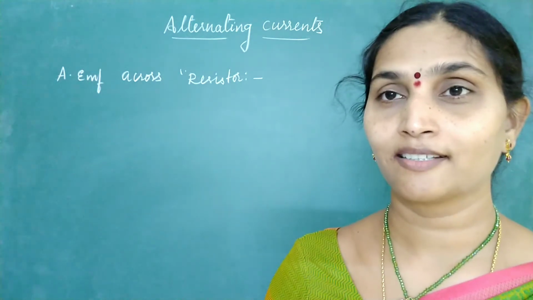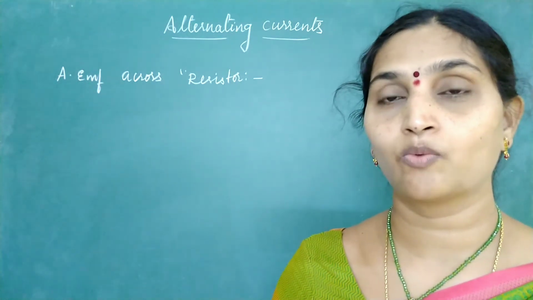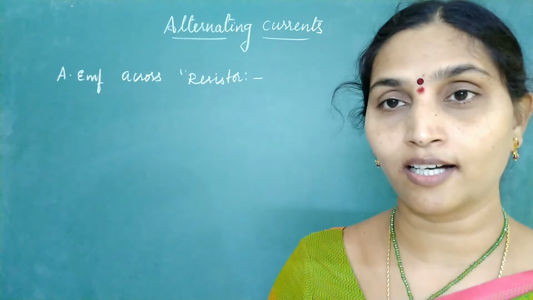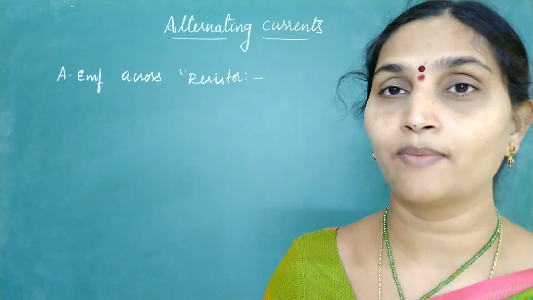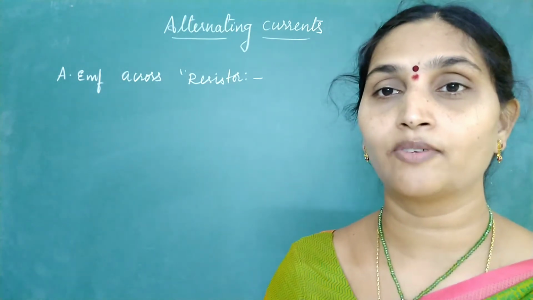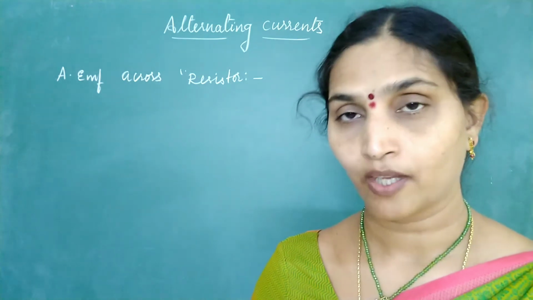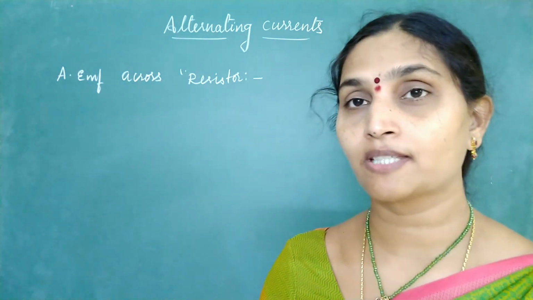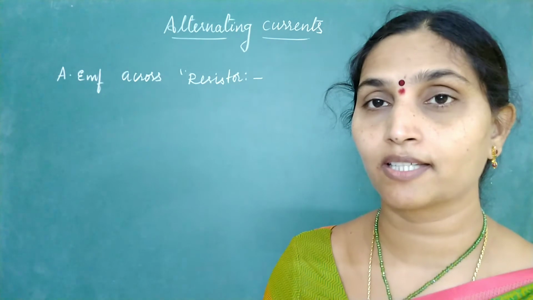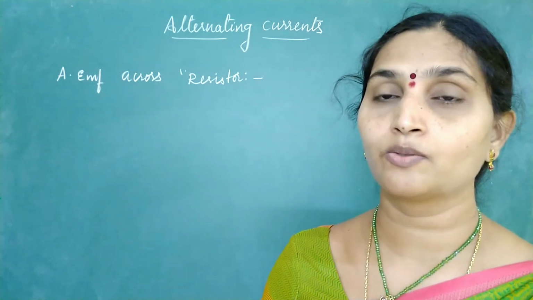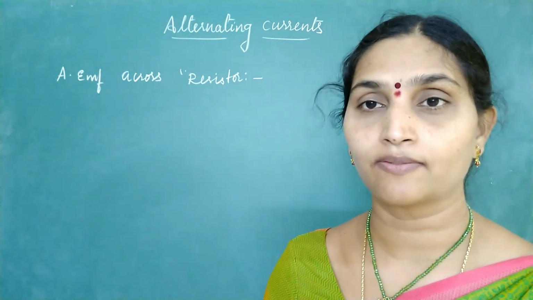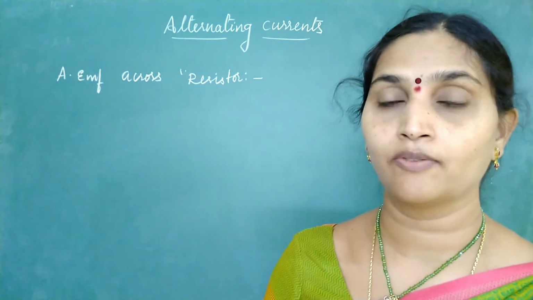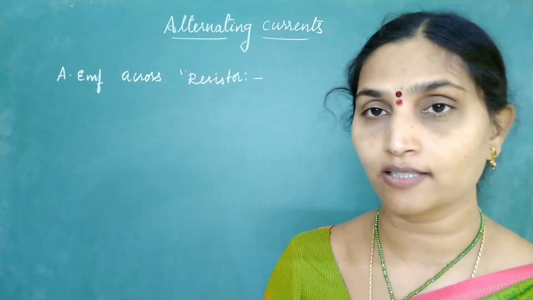Welcome back, children. In the previous class we discussed what an alternating EMF and alternating current are, and what we mean by the root mean square value and average value of EMF and current. Now, coming to today's class, we'll be studying the behavior of a resistor when you connect it to an alternating source of EMF. We'll study all three: the behavior of an inductor, a capacitor, as well as a resistor.